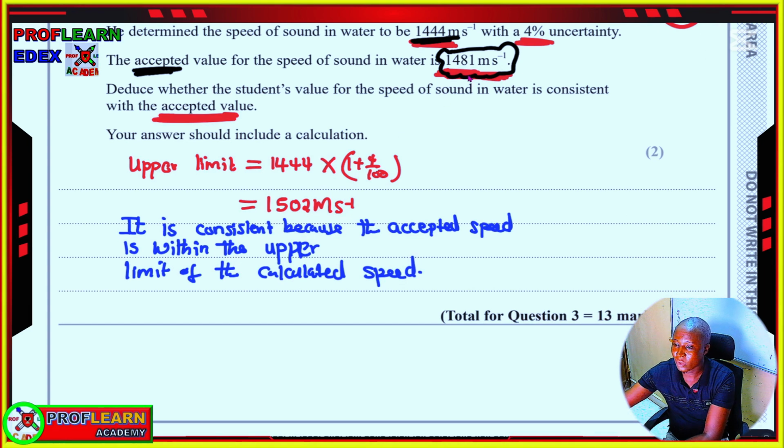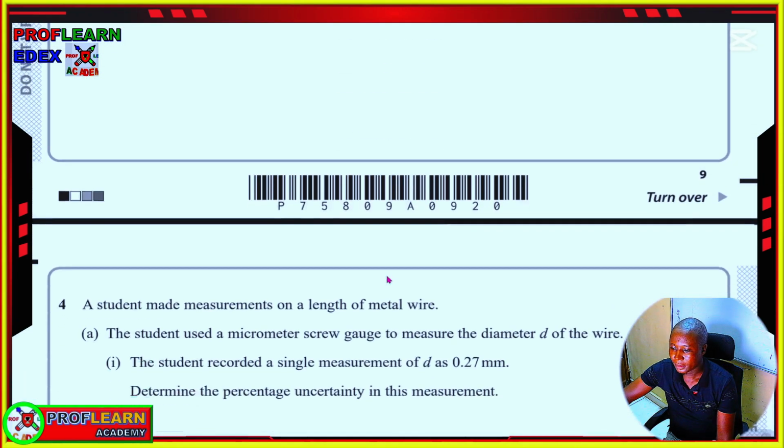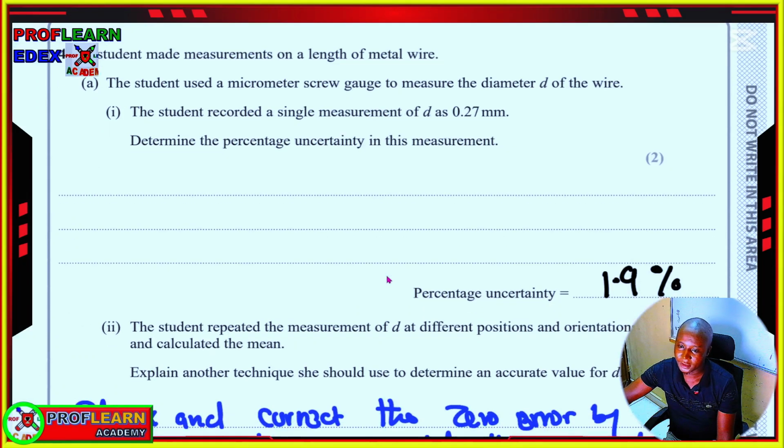You can see you were given 4%, so I said 1 plus 4 over 100, so that I get the answer directly. Otherwise, you are supposed to work out 1444 times 4 over 100, and you get plus or minus something. So this gave me the answer directly, and this is consistent because the accepted speed is within the upper limit of the calculated speed, right? Yeah, so the next bit is a scenario whereby you are given a single data.